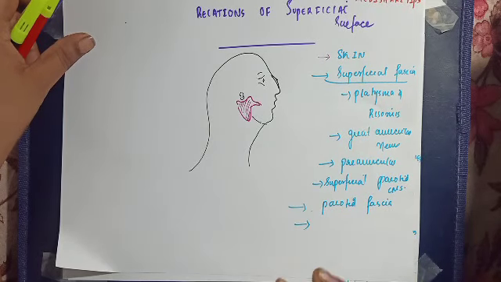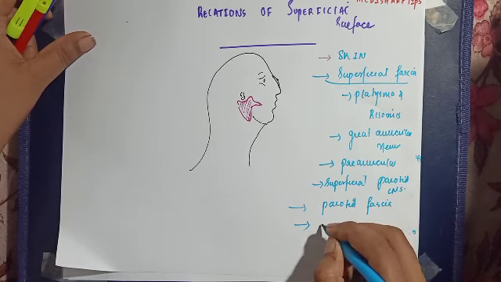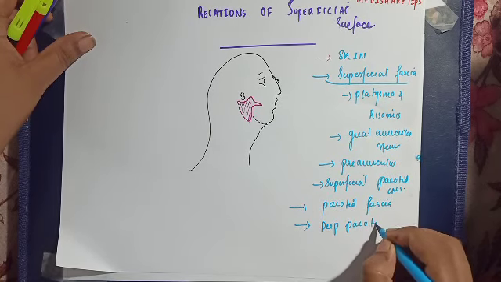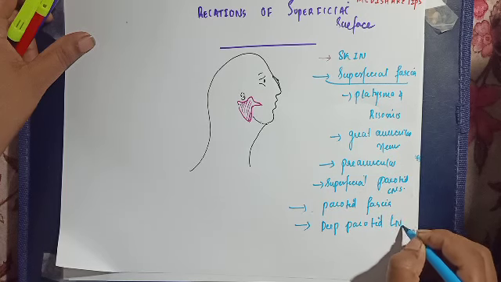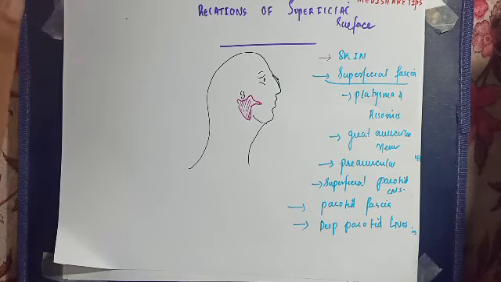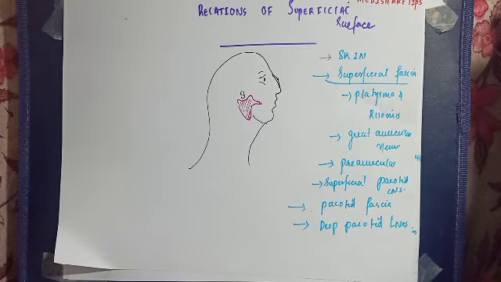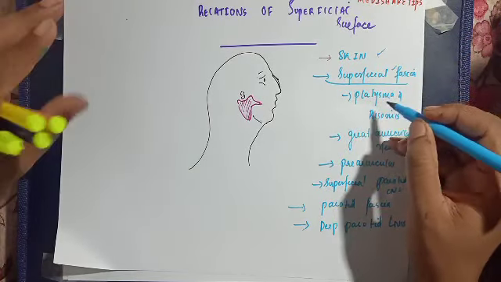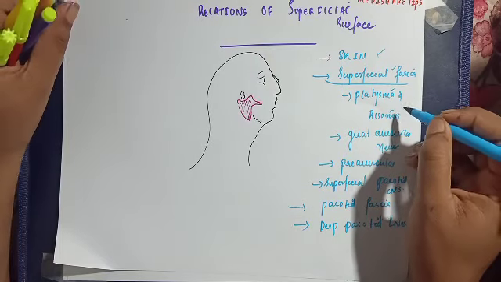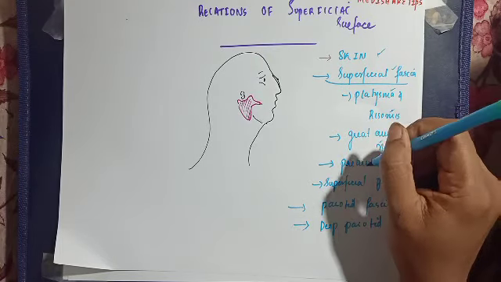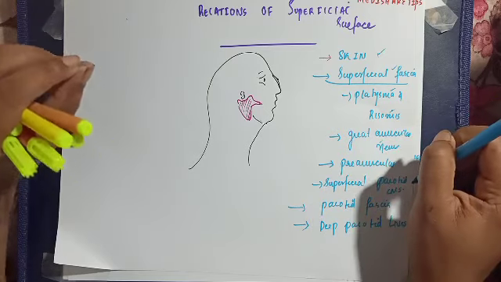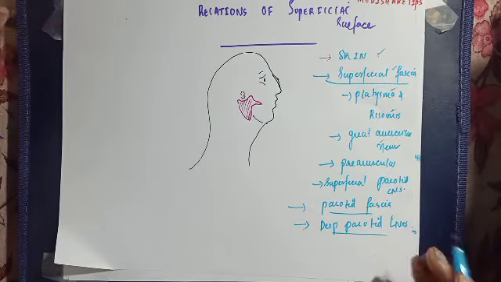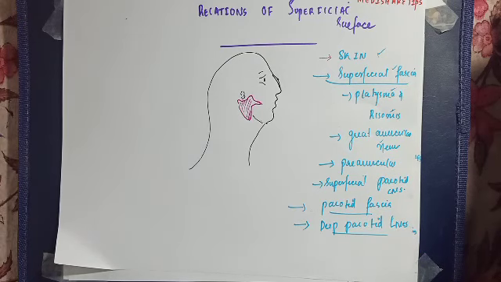When you go deeper, a few deep parotid lymph nodes are embedded in the gland. So these are the relations of the superficial surface. It is related to the skin, superficial fascia, some superficial muscles, the posterior part of platysma, risorius, great auricular nerve, preauricular lymph nodes, and superficial parotid lymph nodes. Further deeper, you see the parotid fascia and the parotid lymph nodes, which are embedded in the gland.